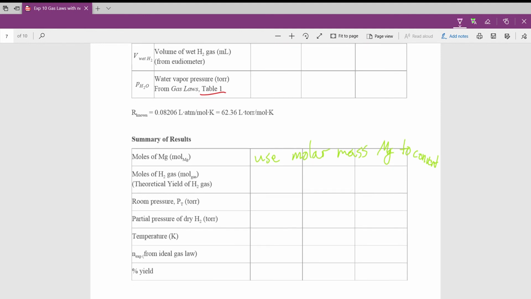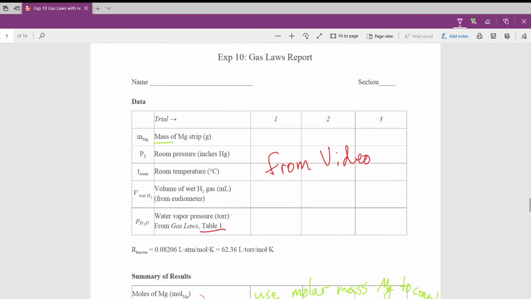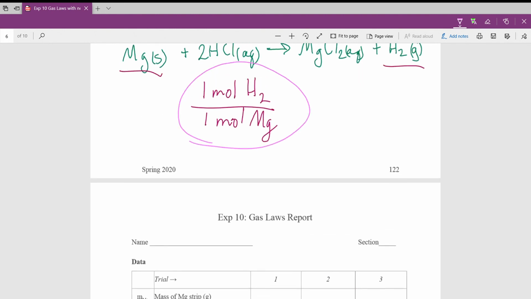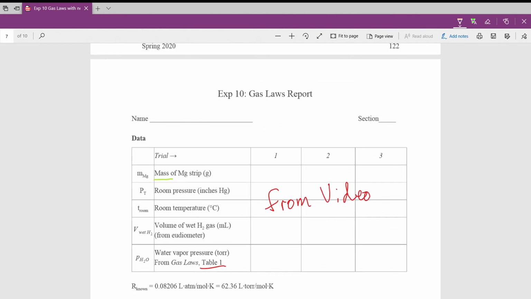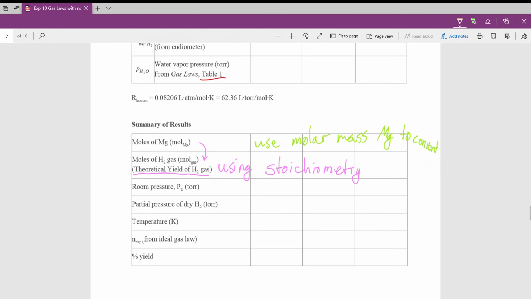Moles of hydrogen gas, which is our theoretical yield of hydrogen gas. That's using stoichiometry. You're going to take that moles of magnesium from up above, the mole ratio I showed you right here, and you're going to get moles of hydrogen gas. And let's see, room pressure. That's from the video as well. That's the barometric pressure.